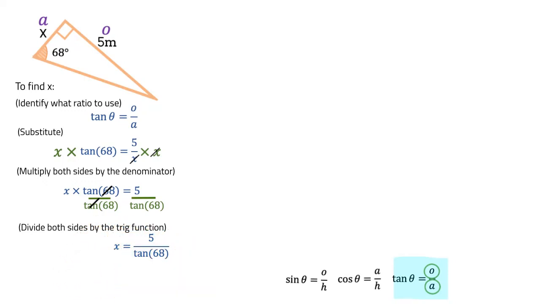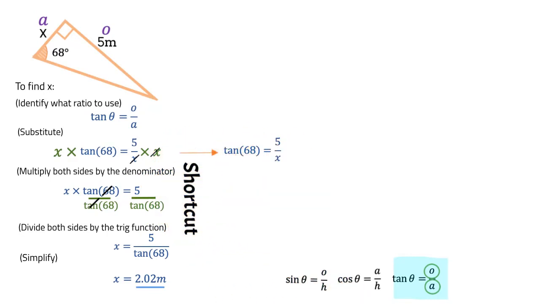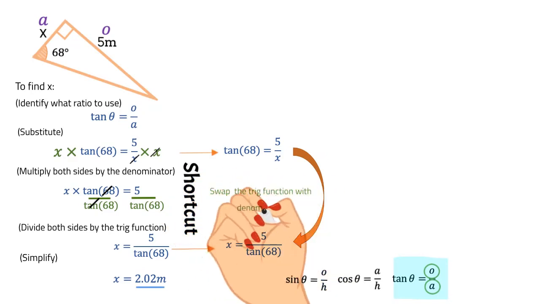Fantastic. Now you can simplify, and you have found your value of x, 2.02 meters. Do not forget the units. There is a little shortcut some of you might want to use. Skip from the substitute stage to the final stage by swapping the trig function with the denominator.